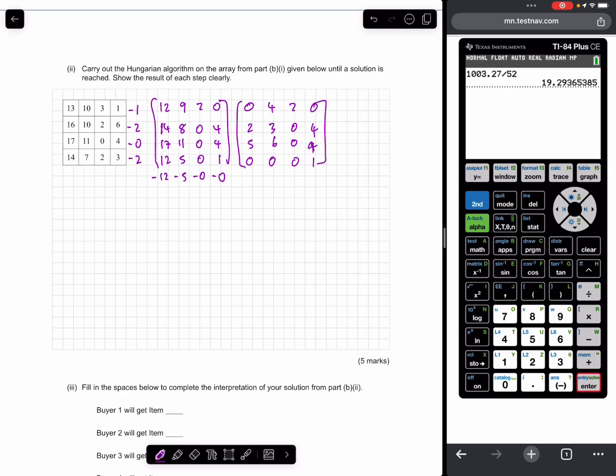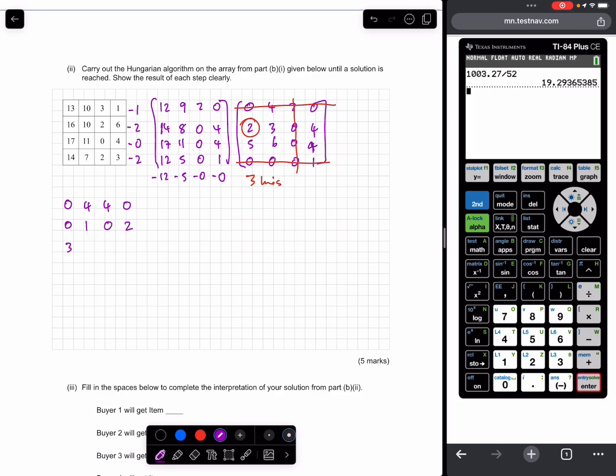I can cover zeros now. Do it in red. 3 lines. There's 4 rows, so I need to do the next step, the smallest uncovered. Leave single covered alone, 0, 4. Add to double covered, 4, 0. Take from uncovered, 0, 1. Leave 2, 3, 4, 0, 2, leave, 2, leave.